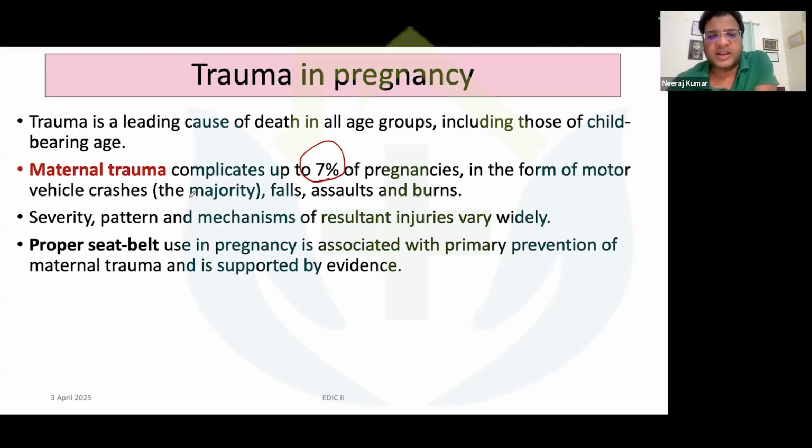Because of motor vehicle crashes, falls, assaults and burns, and the severity, pattern and mechanism of resultant injuries may vary widely from country to country. That's why there is a statement that a proper seat belt has to be applied in the pregnant patient, associated with primary prevention of maternal trauma, and it has got supportive evidence. So there you must advise to apply a proper seat belt because it has got supportive evidence.